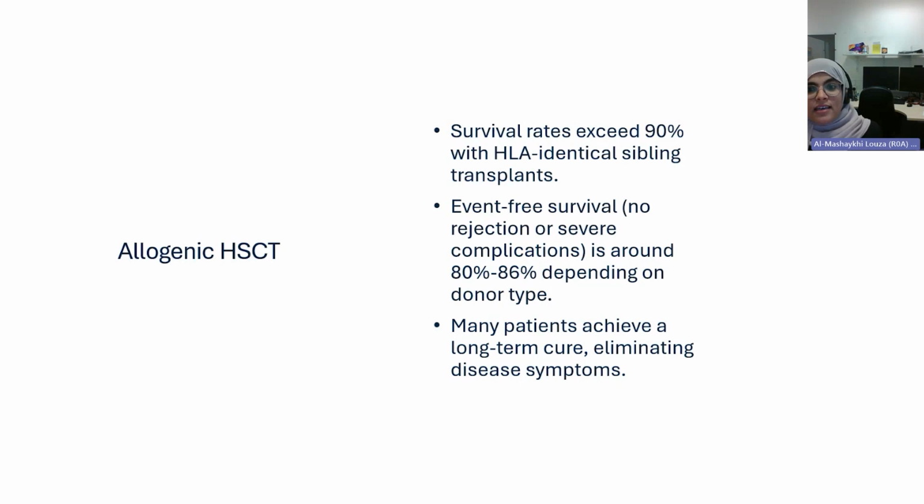So the survival rate exceeds 90% with HLA-identical sibling transplant, and the event-free survival, which means no rejection or severe complication, is around 80 to 86% depending on the donor types. Many patients achieve long-term cure, eliminating disease symptoms. As I said, we now have the option of haploidentical, which is half matched, from a non-related donor or a related donor.